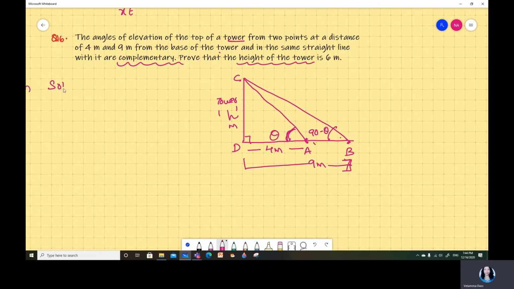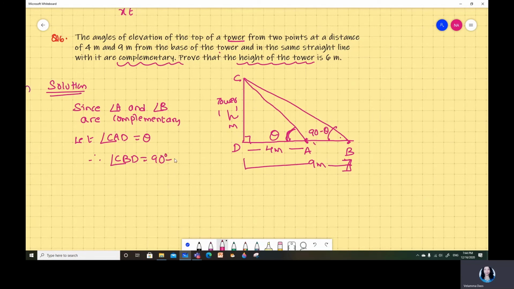So when we write the solution, students, we can write that since angle A and angle B are complementary, let angle CAD equal theta. Therefore, angle CBD equal to 90 minus theta. Also, we have DA equal to 4 meters and DB equal to 9 meters, and we are supposed to find what is H.